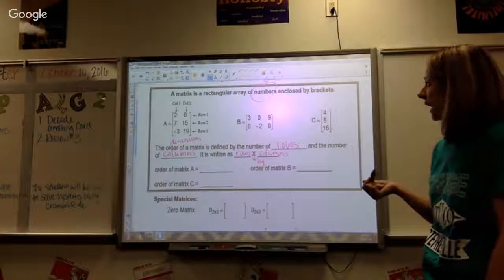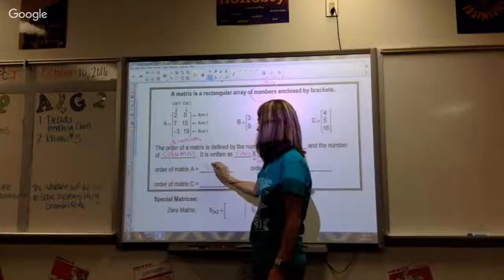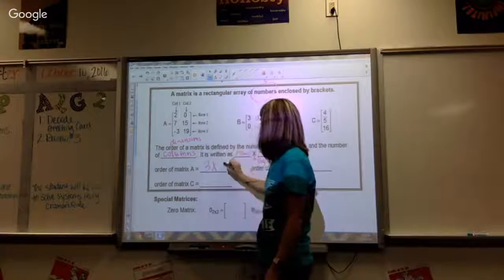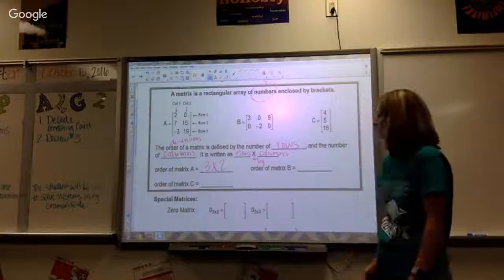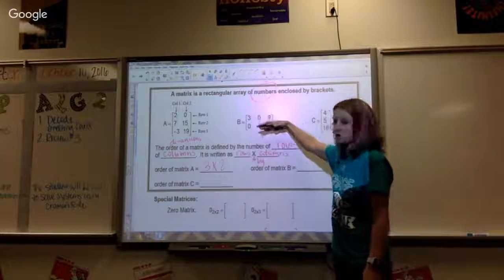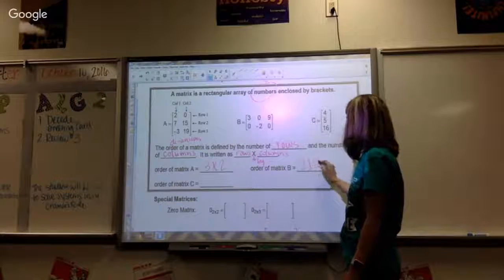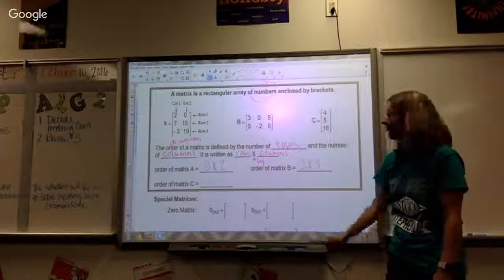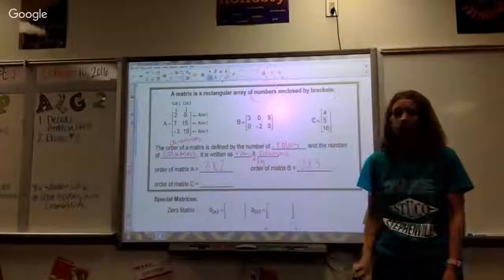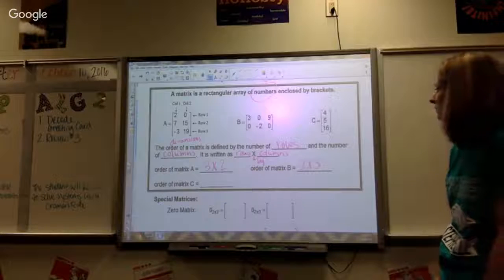The order of matrix A, so count how many rows you have. There's 3. So a 3 by, and then 2 columns. So 3 by 2 would be the order of matrix A. Looking at matrix B, your rows are horizontal. So that comes first. So there's 2, and then there's 3 columns. So that would be a 2 by 3. A 3 by 2 and a 2 by 3 are not the same thing. Okay, it has to be in that order, rows by columns.